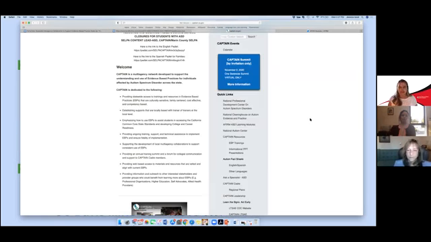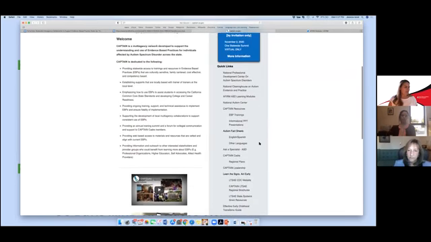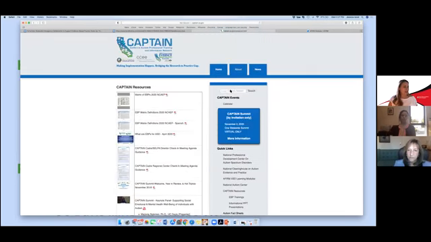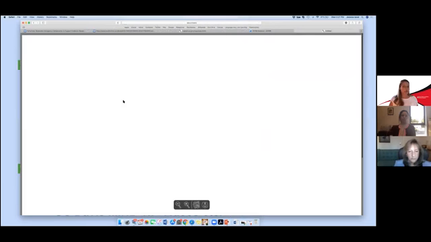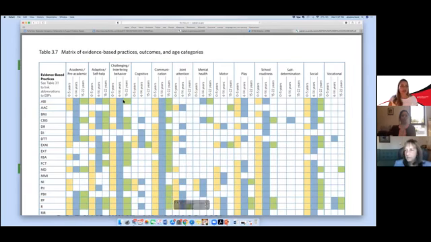Back to the CAPTAIN website, if you scroll down a bit further to the CAPTAIN resources page, you can find a matrix or a table that outlines each of the evidence-based practices here along the left side, along with specific age groups for which that practice has research support and specific goal domains. So the areas that were targeted for learning and proved to be effective with that specific practice. So this is a nice resource for selecting practices and tailoring those to the population or student group that you're working with.